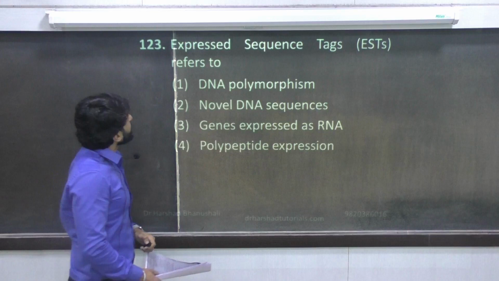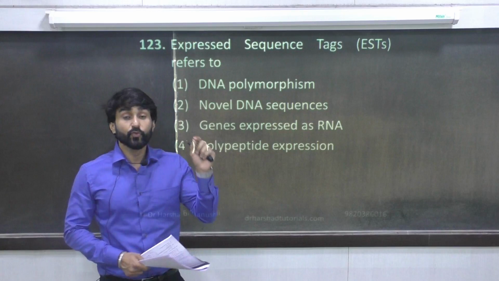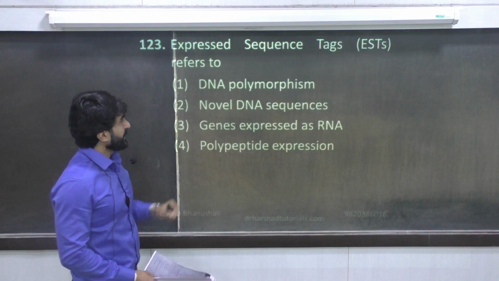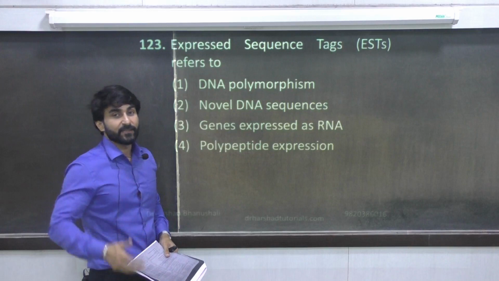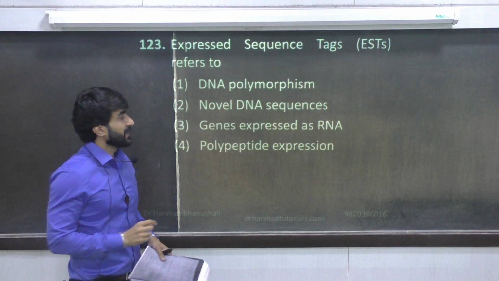Expressed sequence tags. This was there in your gene mapping, this was there in your human genome project. This question is from the human genome project. You know that in the human genome project, one method to study the DNA sequence was called expressed sequence tags. The other was called sequence annotation.